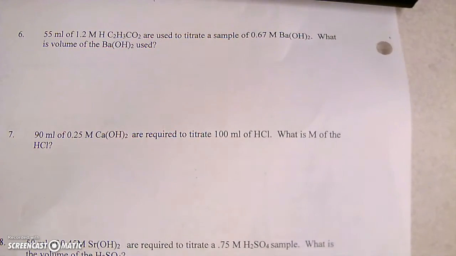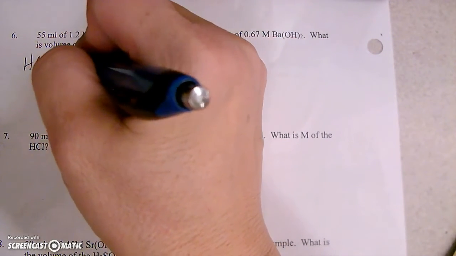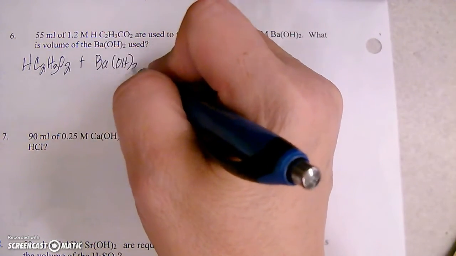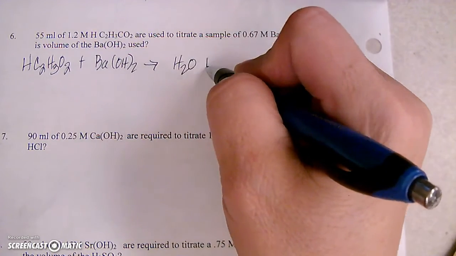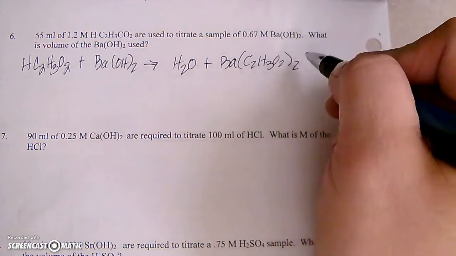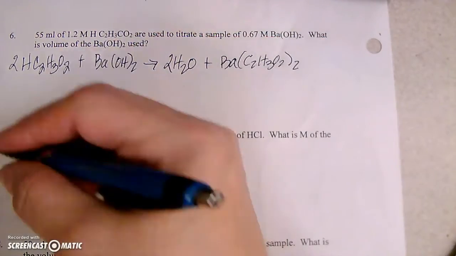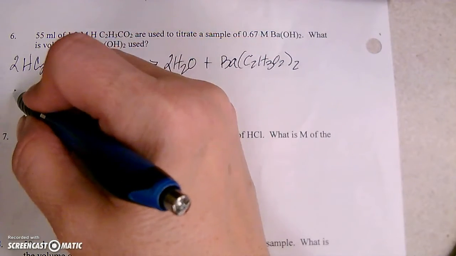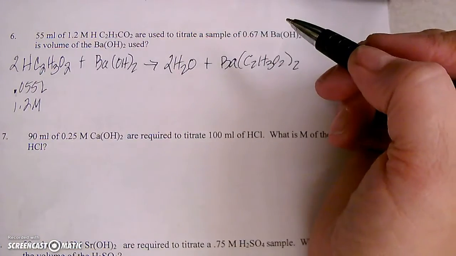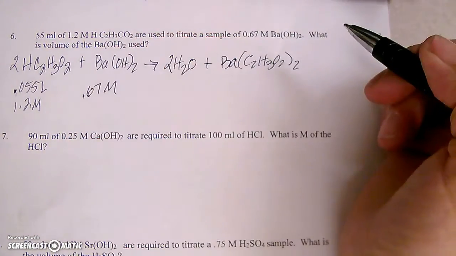Alright, 6. We've got vinegar. We need 2 here, and we need 2 here. Okay, what do we know? We know that we have 0.055 liters at 1.2 molarity of our vinegar, and our barium hydroxide is 0.67 molarity.